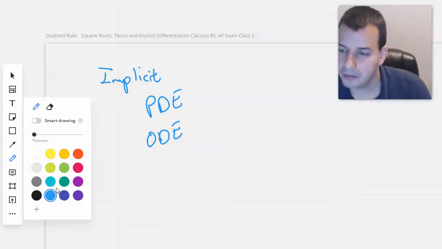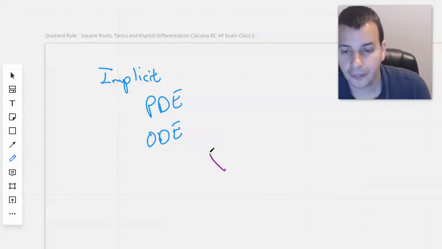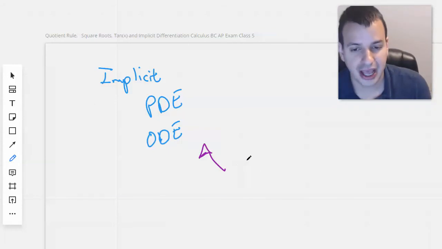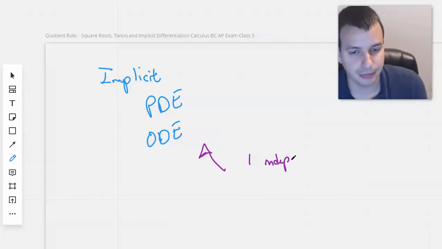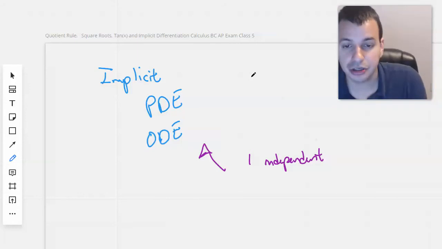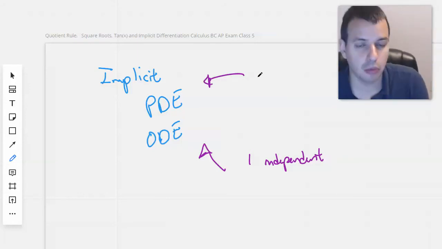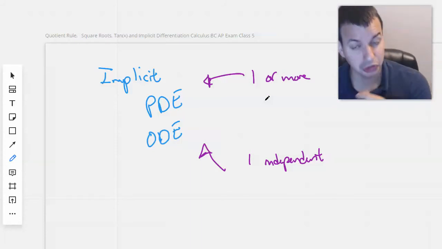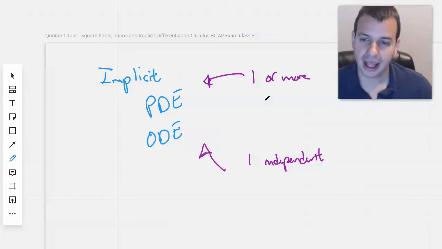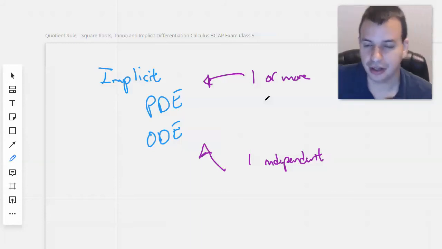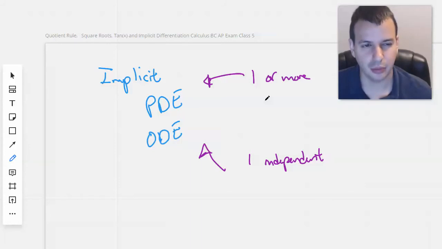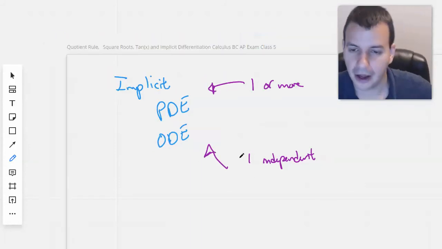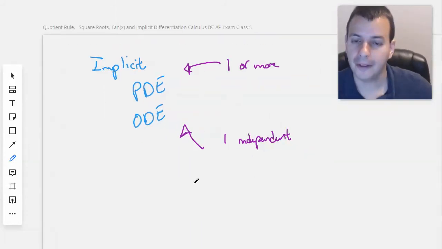And pretty much the definition is ordinary differential equations have one independent variable, and partial differential equations will have one or more. But traditionally, it's almost always going to be more, multiple independent variables. And I know at least when I got to calculus, I really did not have a good grasp of what an independent or dependent variable was or what it really meant. So I'm going to explain that real quick.